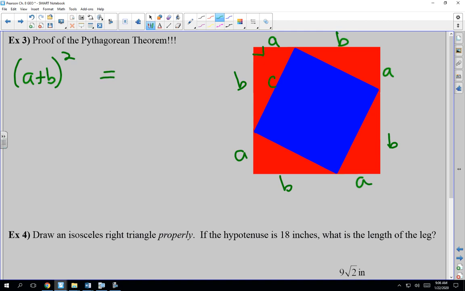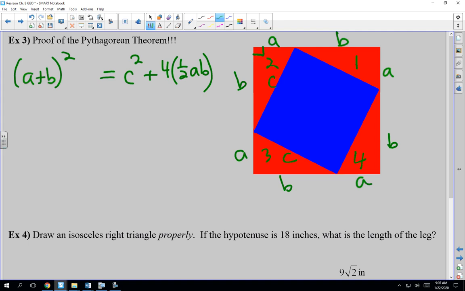And I'm going to state that this is equivalent to the blue square in the middle plus the 4 areas of the right triangles surrounding the blue square. The blue square in the middle, we're going to call it C squared. Do you see why? Side length of C, so it would be C by C or C squared, plus 4 times 1/2 AB. And here's why we have 4, 1, 2, 3, 4 right triangles with an area of 1/2 AB. So, okay? I'm just telling you that these are 2 different ways to represent the same area.